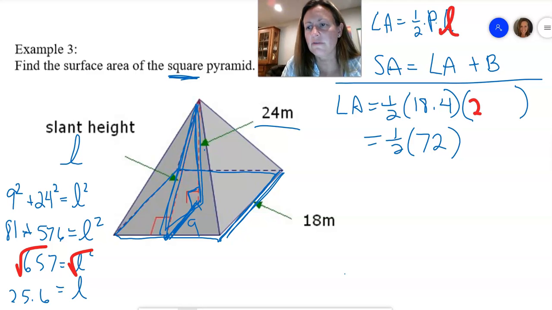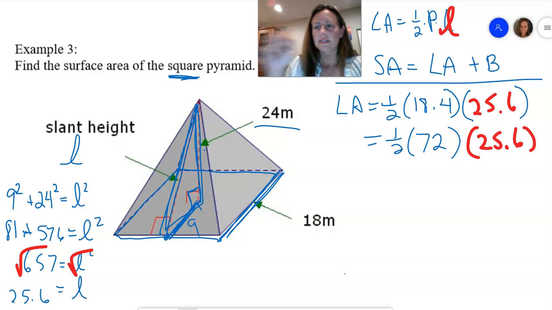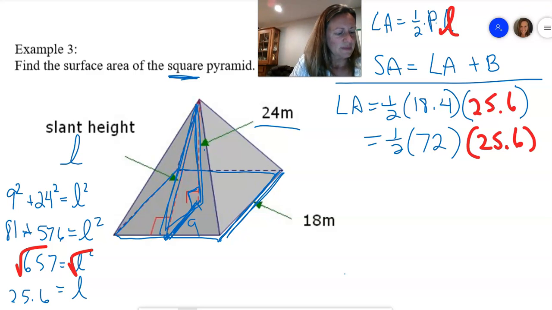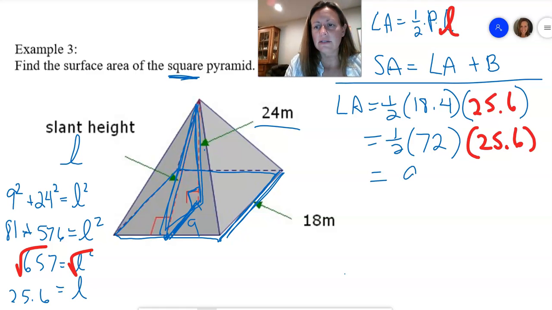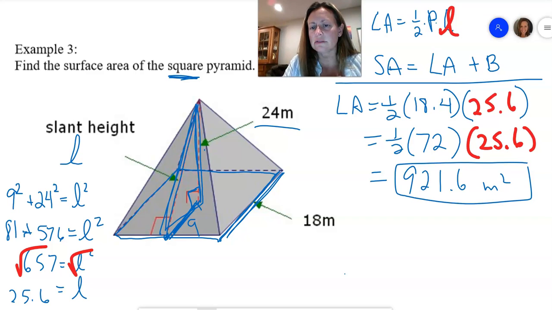Okay, there's my slant height, and that is what I'm going to put here, 25.6. So my lateral area is basically 25.6 times half of 72, which is 36. So the final value for lateral area is 921.6 meters squared. That's just the walls.